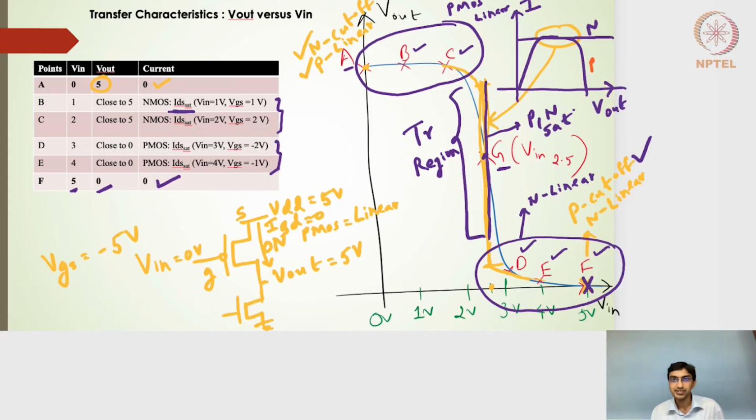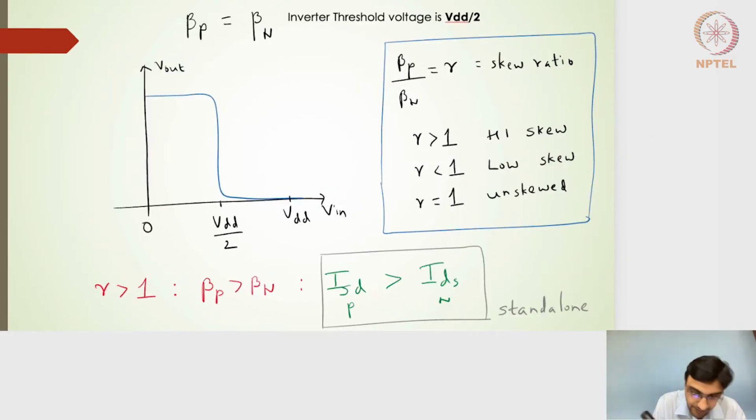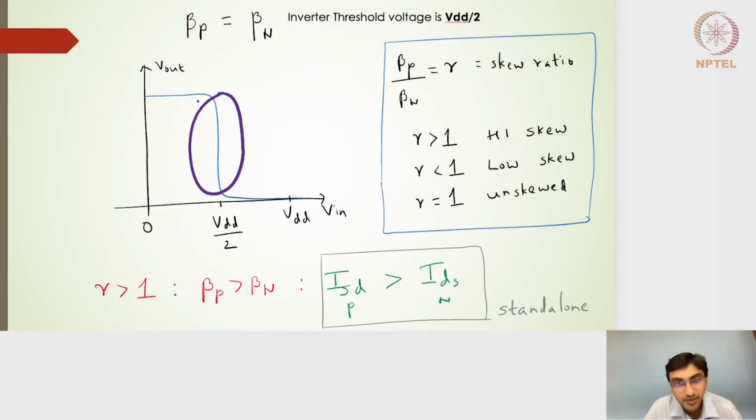So hope this is clear. This is the transfer characteristics of the unskewed inverter. Okay, so let me proceed further. If I have beta P equal to beta N, so it's an unskewed inverter, we have this particular transfer characteristics. This transfer characteristics is more appropriate because now this becomes a very straight line, right?